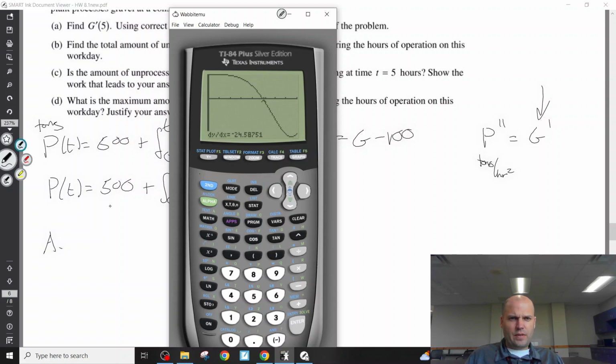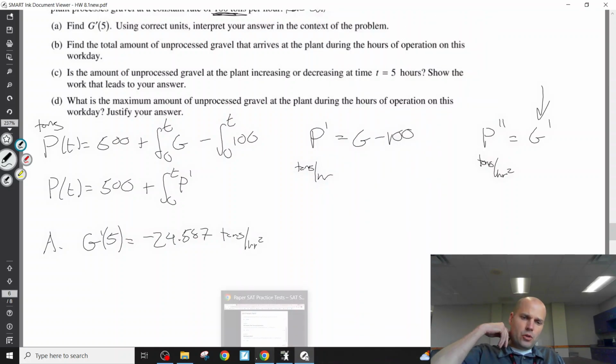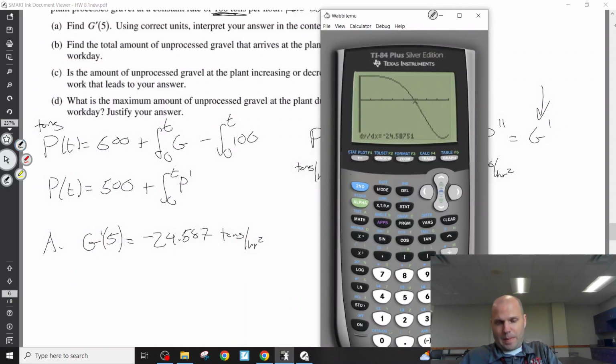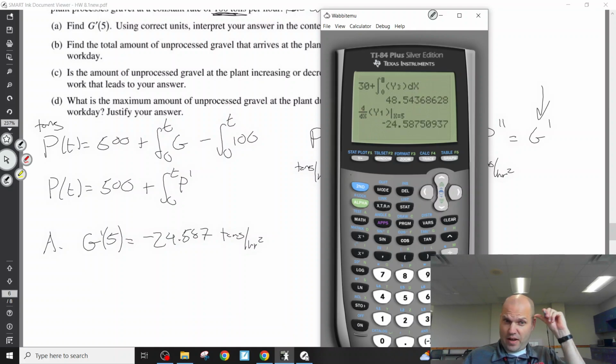Negative 24.587. Tons per hour per hour. It's an acceleration. You could have also done this by, let's say you're worried about the whole 100 acting, you could have gone math 8, take the derivative of y1, which is my rate in, at 5. Get that same value.